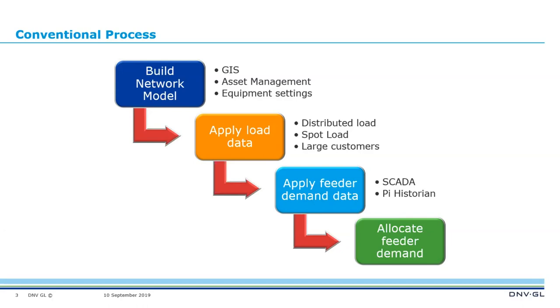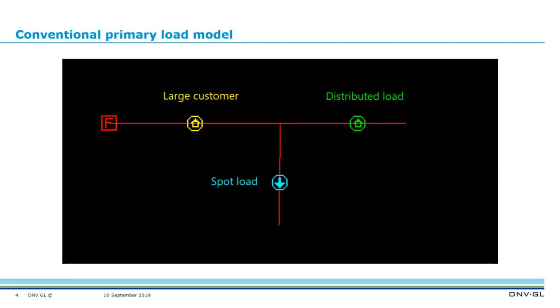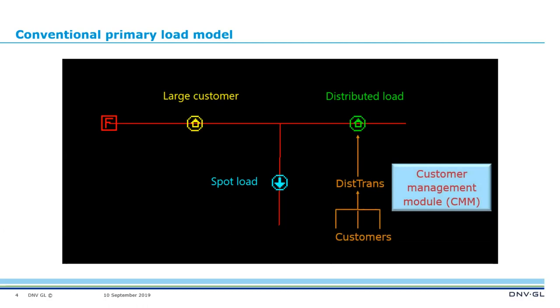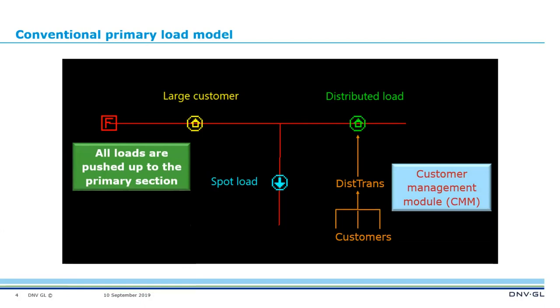So this is the conventional. We have three primary load types that we're using, with the exception of projects, which you may be using for future connections. But generally the large customer, distributed load, and spot load. And many of you are using the customer management module to actually apply loads to that distributed load. The issue with that is that all those loads are pushed up to the primary section, so that they are primary section models.